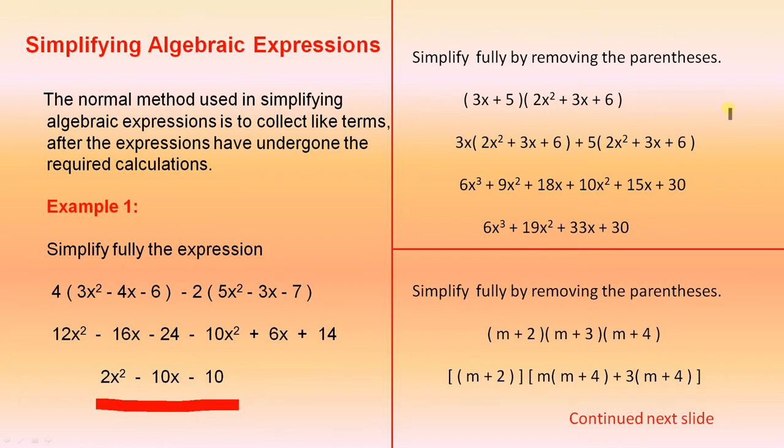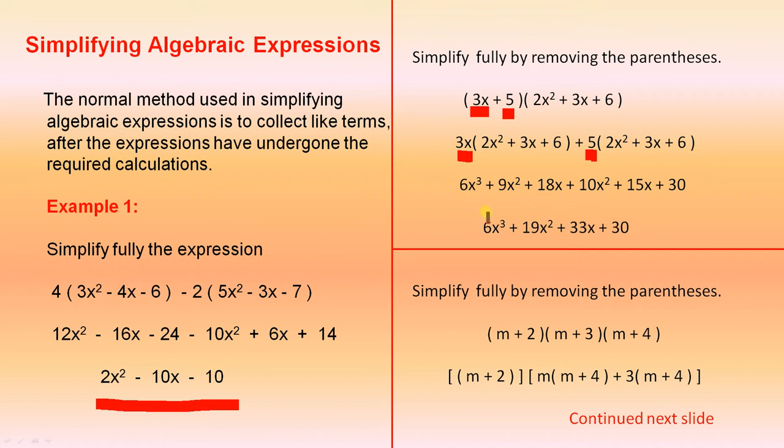Simplify fully by removing the parentheses. All we do here, we take that 3x there and multiply it by all those terms, and here they are here. Then we take that 5 and multiply it by the same terms, and they are here. We expand and remove the parentheses, and we arrive at this line here. Then we add the like terms to arrive at the answer.